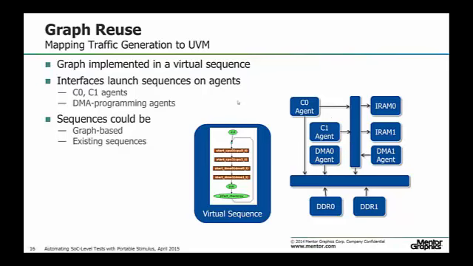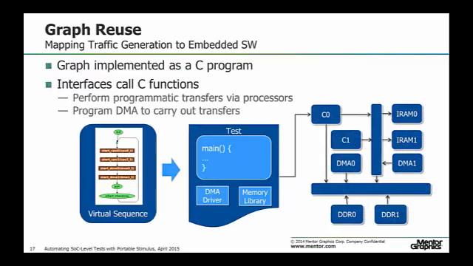These lower level sequences could be either graph-based or they could be reused. They could be existing UVM sequences created at the IP level and then just being called from this scenario graph. Another use model would be to take the same graph, and now the interfaces will be implemented as C function calls. So they would call a set of library functions running on the cores, and these library functions could do programmatic transfers byte by byte between the memories, or they could program the DMAs to carry out the actual transfers.